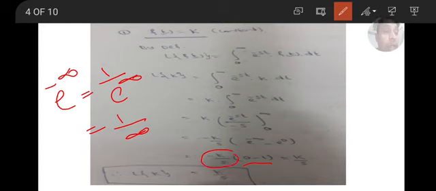Minus into minus k by s means plus k by s. Therefore L of k, so Laplace transform of k, is k by s, a function of s.